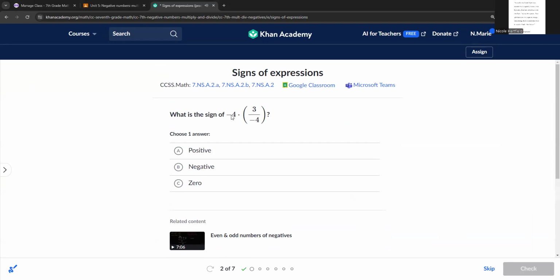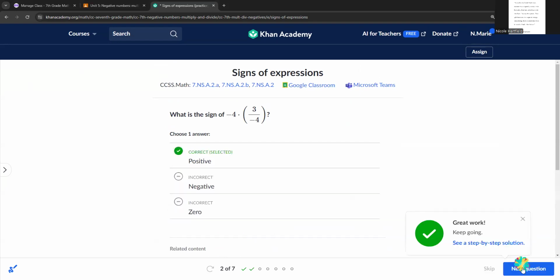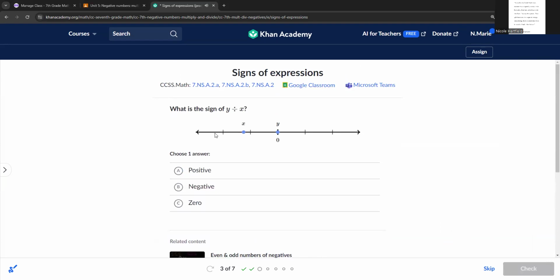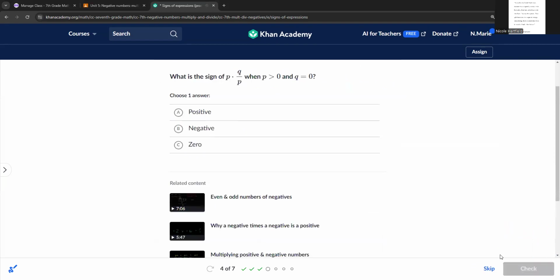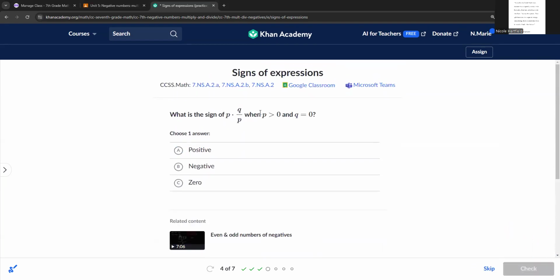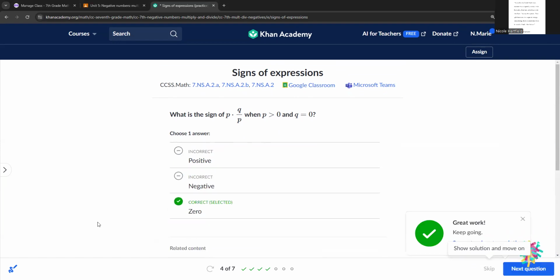Here, this would be negative and this would be negative. Two negatives make a positive. So they're not asking you to do the math. They're just asking, what would you get? Positive, negative, or 0? So 0 divided by a number would always be 0. Doesn't matter what that number is. Well, q equals 0. So that's going to let me know once again 0.